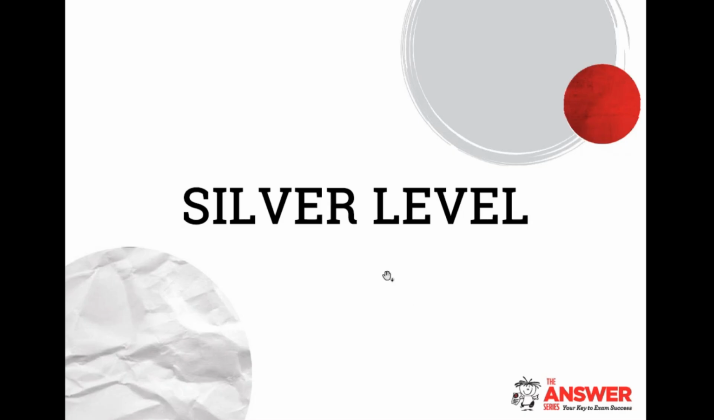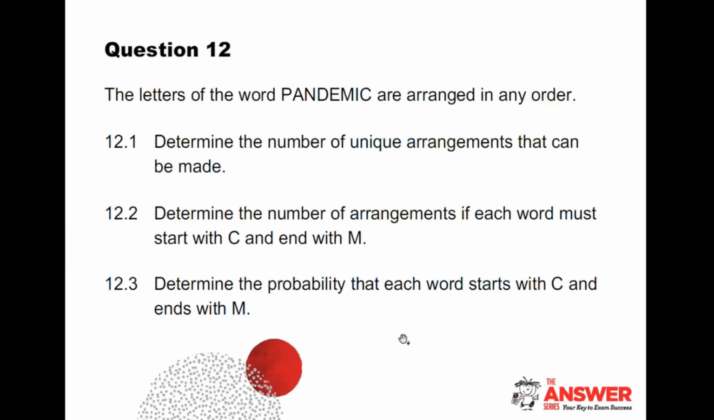Okay, so let's get going in the silver level. The letters of the word pandemic are arranged in order. Pandemic, again, has no repeated letters, so I haven't touched any repeated letters yet. Determine the number of unique arrangements that can be made. That's fine, that was part of the previous level. Determine the number of arrangements if each word must start with C and end with M. So I'm starting to get some conditions coming in. And then 12.3, determine the probability that each word starts with C and ends with M.